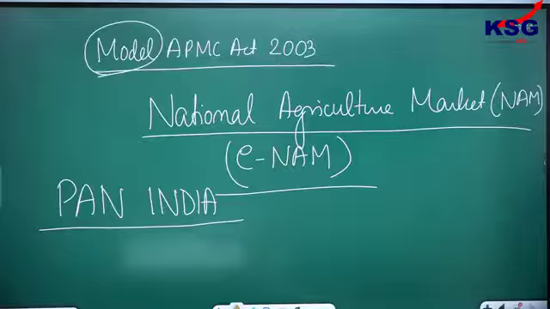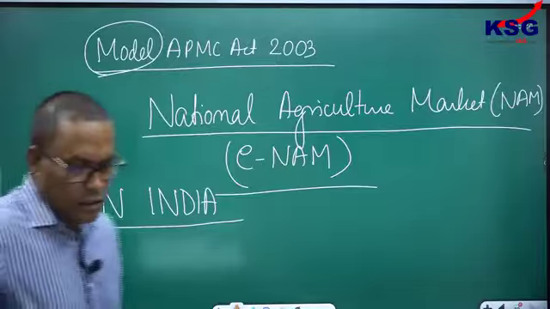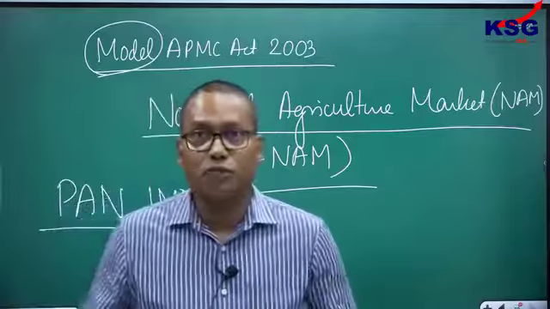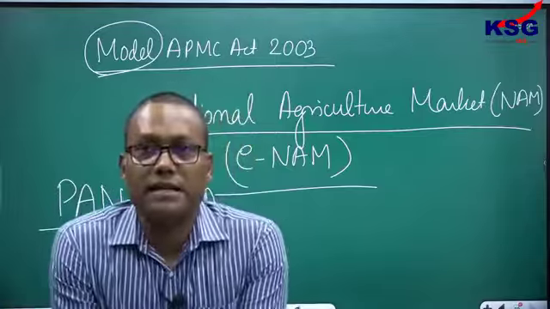It aims to promote uniformity in agriculture marketing by streamlining of procedures across the integrated markets. Removing information asymmetry between buyers and sellers.